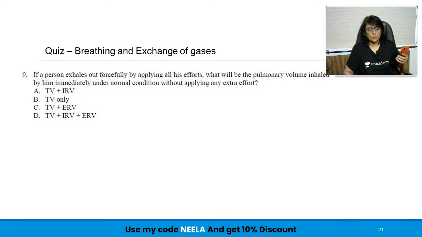This is the 9th question. Read the question carefully and then answer. Ninth question, if a person exhales out forcefully by applying all his efforts, what will be the pulmonary volume inhaled by him immediately under normal condition without applying any extra effort?